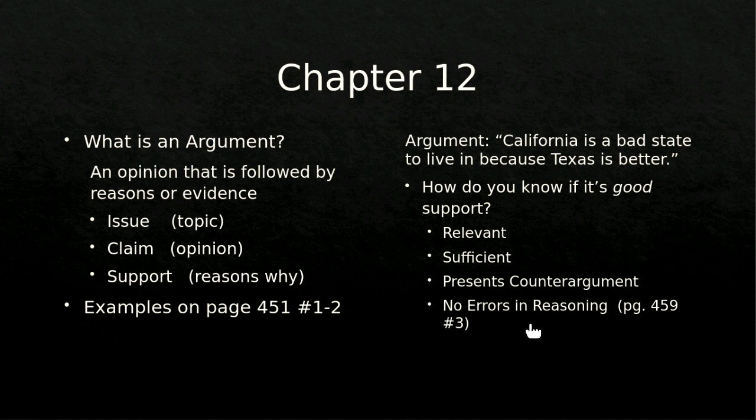So number one, this is an example of an error in reasoning. Okay, number one, page 459. Laura Bush, wife of President George Bush, recommends the book Beloved by Toni Morrison. It must be very good. So this is a problem. This is an error in reasoning because it's saying that, hey, this book is probably really good. Why? Because Laura Bush likes this book.